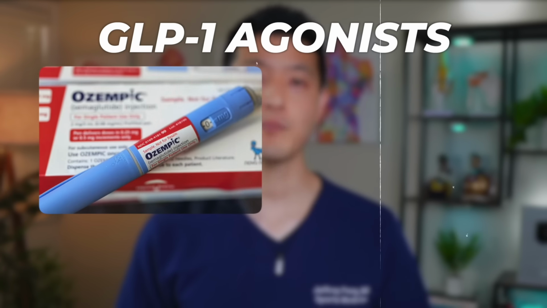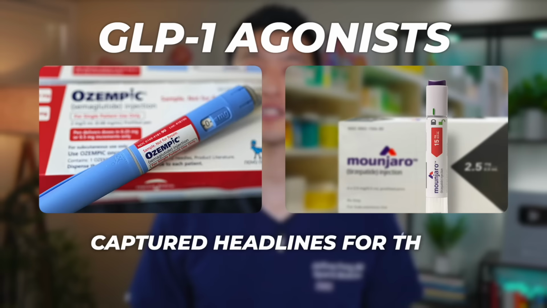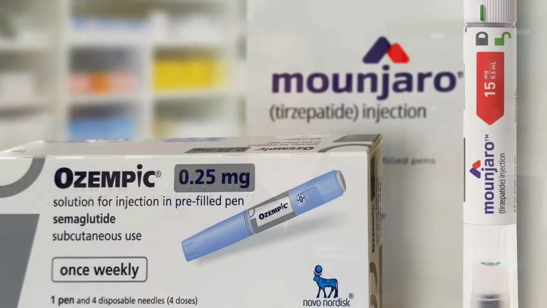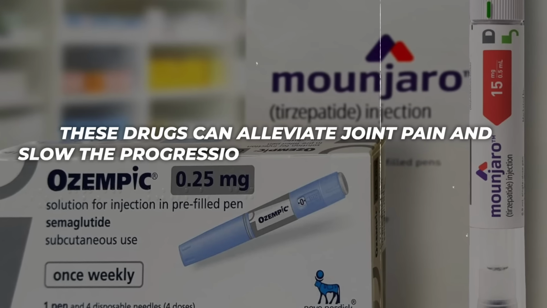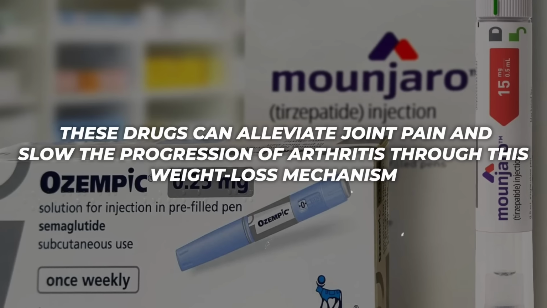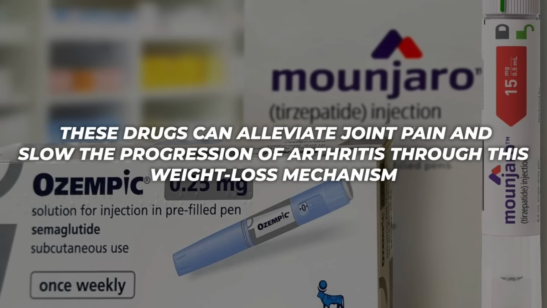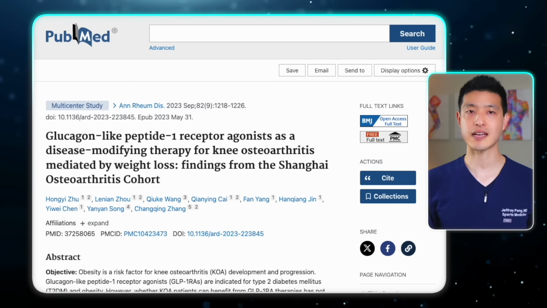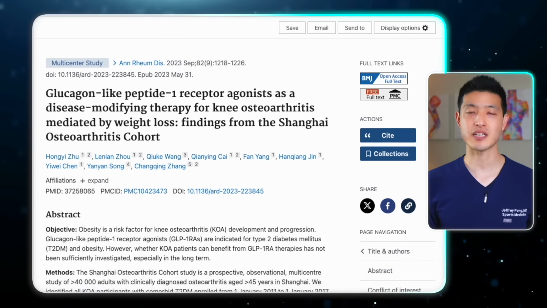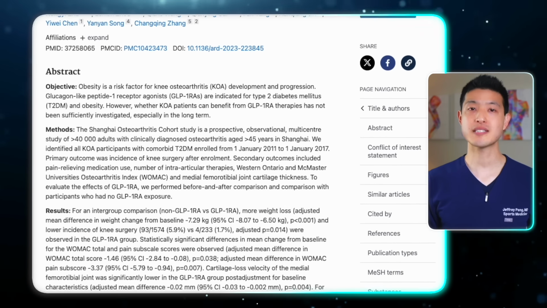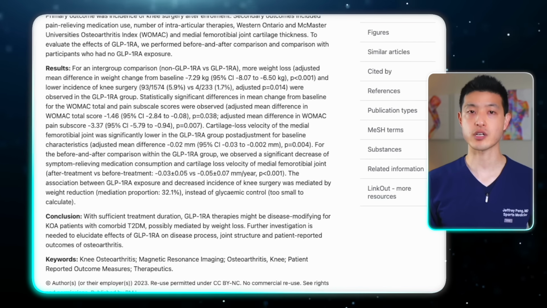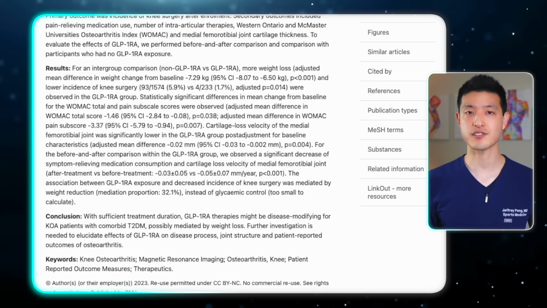In recent years, GLP-1 agonists like Ozempic and Mounjaro have captured headlines for their profound impact on weight loss. Emerging evidence indicates that these drugs can alleviate joint pain and slow the progression of arthritis through this weight loss mechanism. This study highlighted that weight reduction achieved through GLP-1 agonists led to better pain management and functional outcomes, decreased dependence on pain relief medications, and a reduced need for cortisone injections among individuals with knee osteoarthritis.